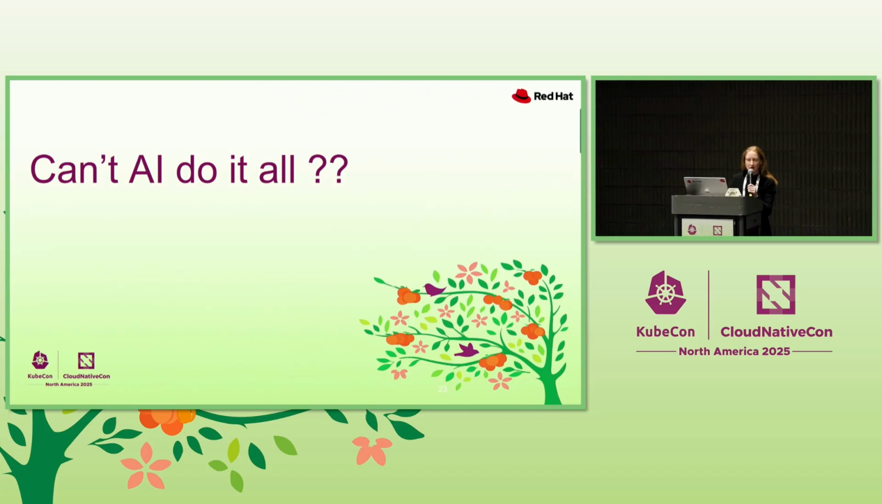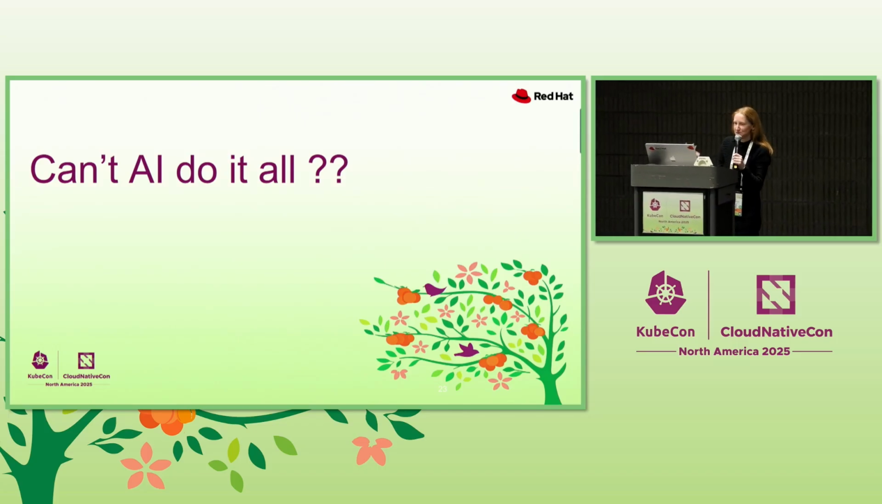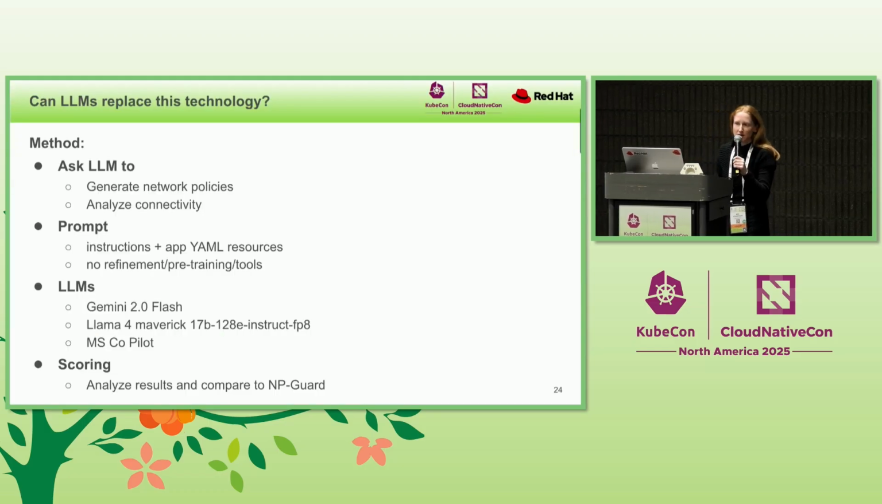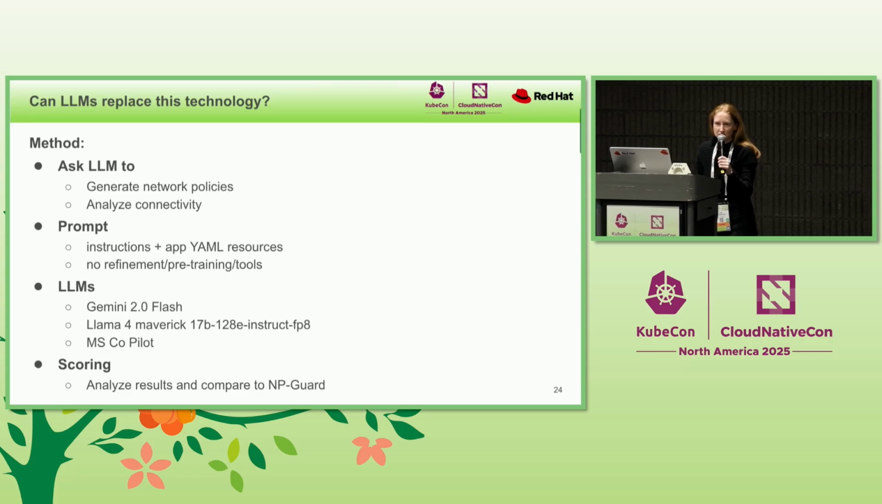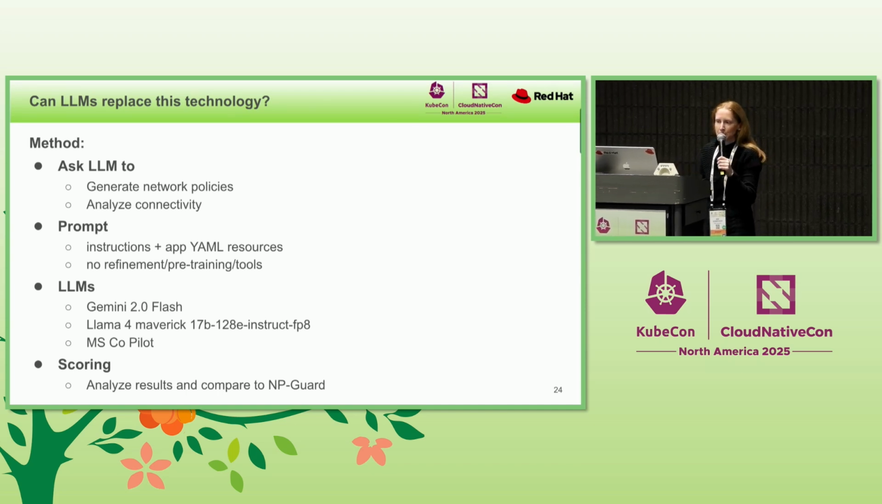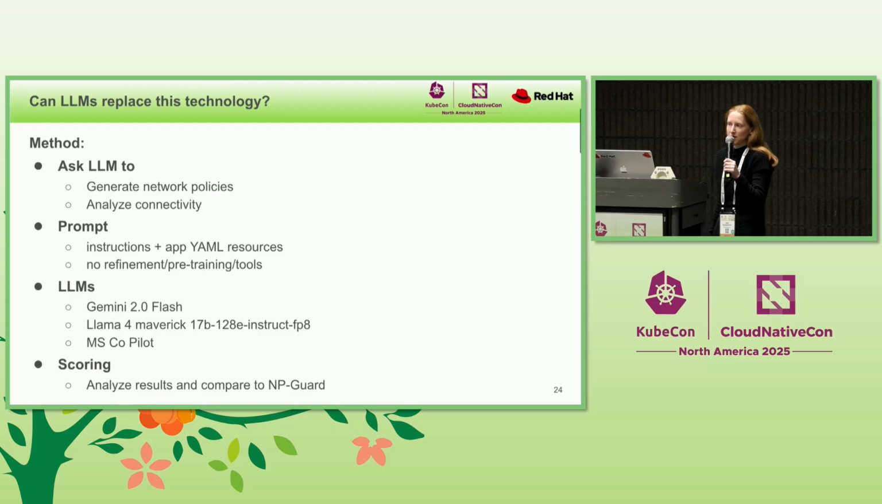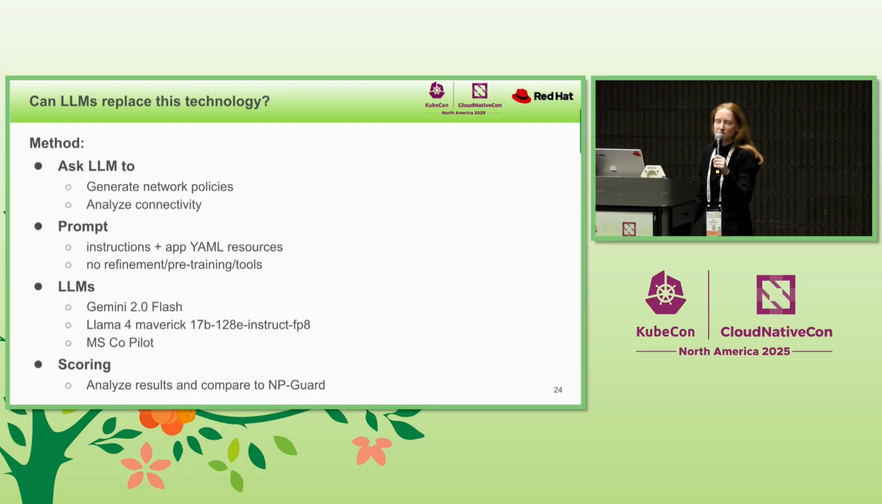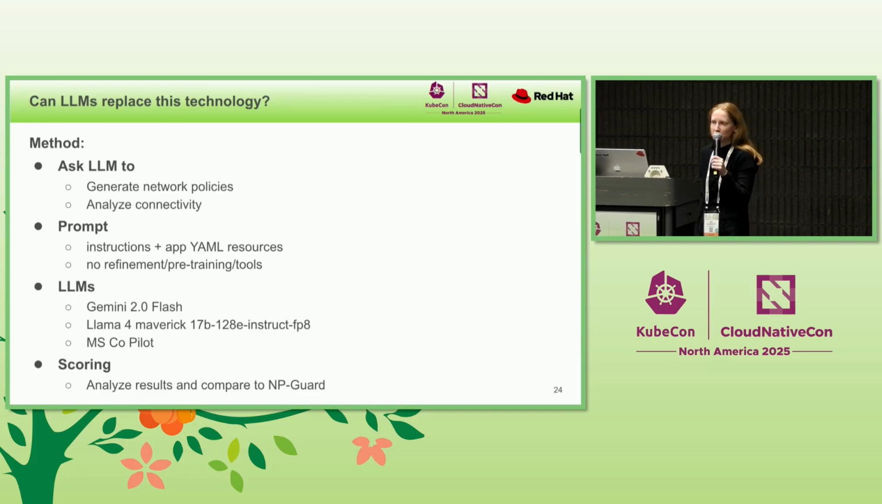We wanted to check how far we can get with LLMs in generating and analyzing network policies. So we asked an LLM to generate network policies or analyze connectivity based on input network policies. We used a single prompt with instructions in natural language, also giving it the application YAML manifests. We did not use any model refinements, no pre-training, no tools, just pure LLM, single prompt. We tested with a few LLMs, Gemini, Llama 4, Microsoft Copilot, defined scoring, analyzed the results and compared them to NP-Guard.